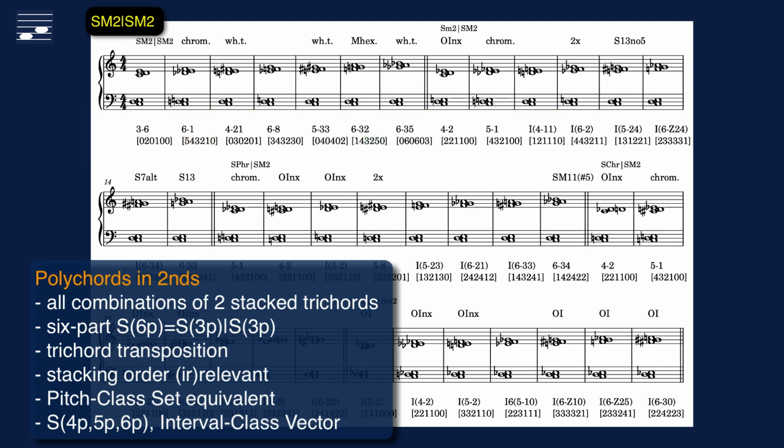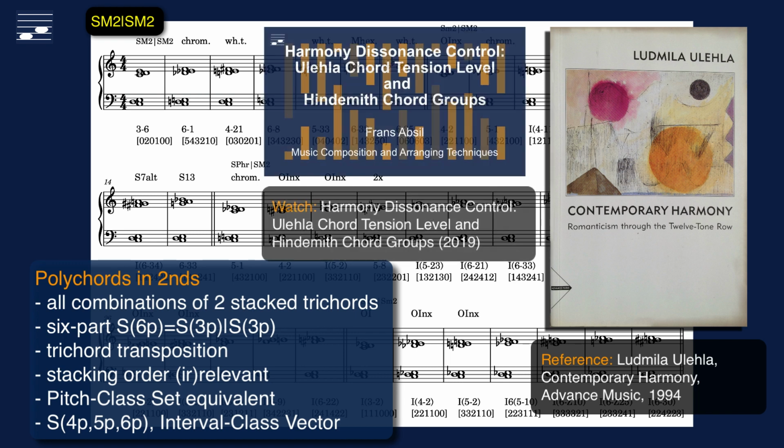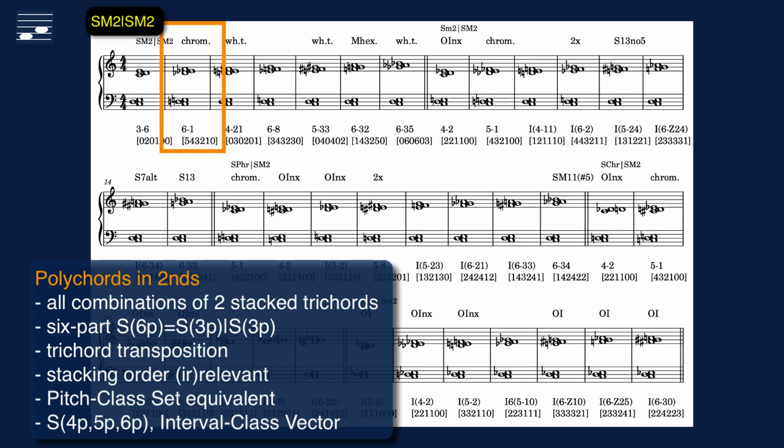Another parameter in chord tension control is the vertical distribution of the dissonant intervals, for which Ludmila Ulehla has a practical 9-level approach discussed in her textbook and presented in this video tutorial on my channel. Now let's listen to the transposed upper layer alternatives. Here is the semitone transposition to root D flat. In this case there is no pitch class overlap and we obtain a highly dissonant hexachord.